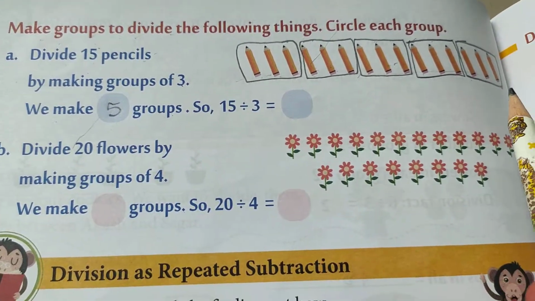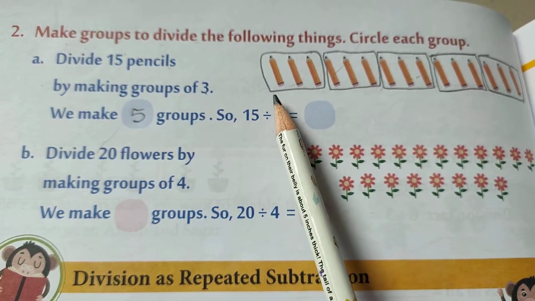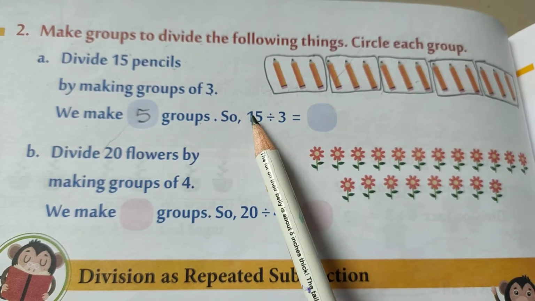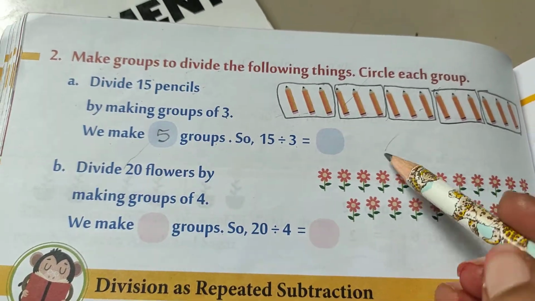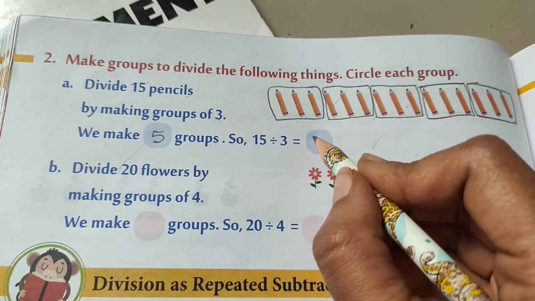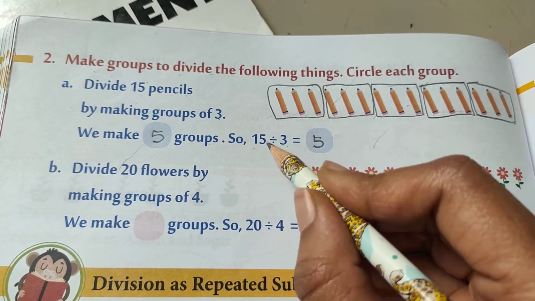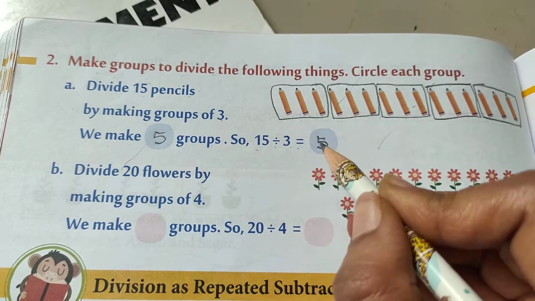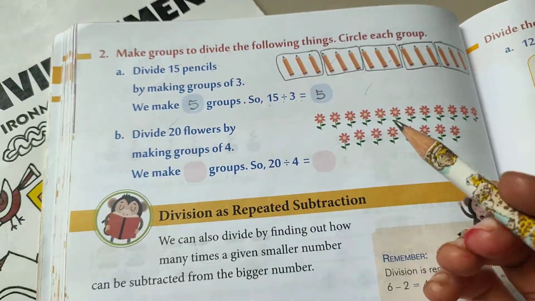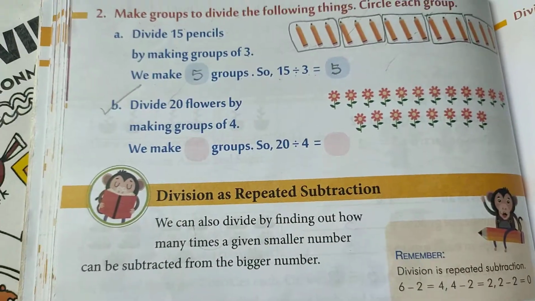Total there were 15 pencils. Then what have we done? We have made groups of 3 pencils. So 15 divided by 3. How many groups are there? 5 groups. 15 divided by 3 is equal to 5. The second one is homework, children.